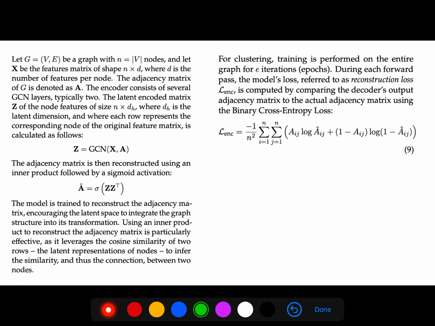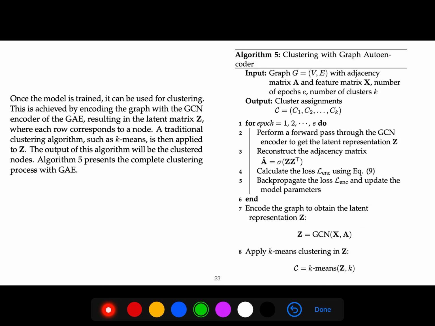And then we have our binary cross entropy loss. The bad thing is they use k-means clustering at the end, because they say, okay, this z is not good enough, so we need to do k-means. And here, because they use the encoder loss, once the model is trained, it can be used for clustering.